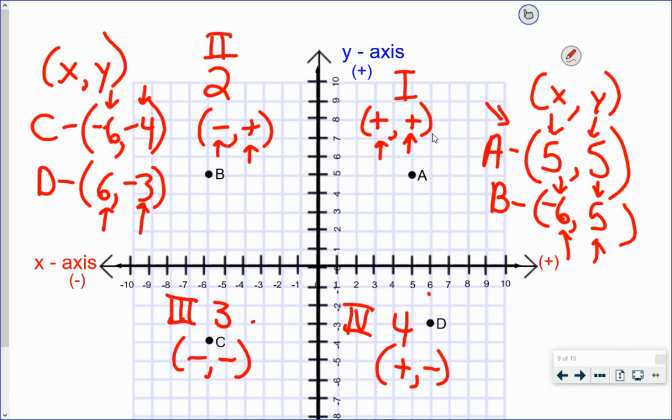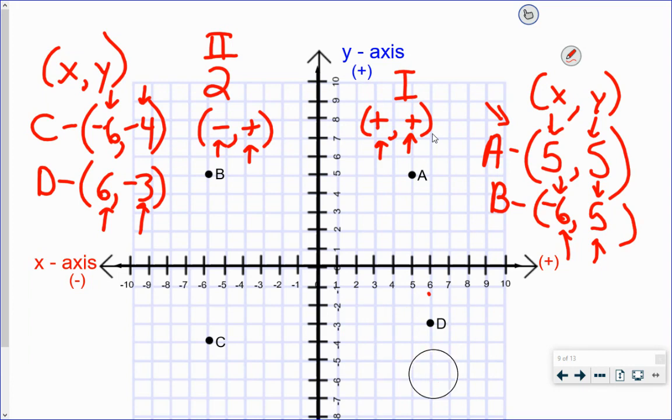Quadrant 3, which is C, will always be negative, negative. X will always be negative and y will always be negative if you're in this quadrant. And the last one, quadrant 4, will always be positive for x since you went right, and negative for y since you went down, which is what we have here for point D. We have a positive 6 and a negative 3.